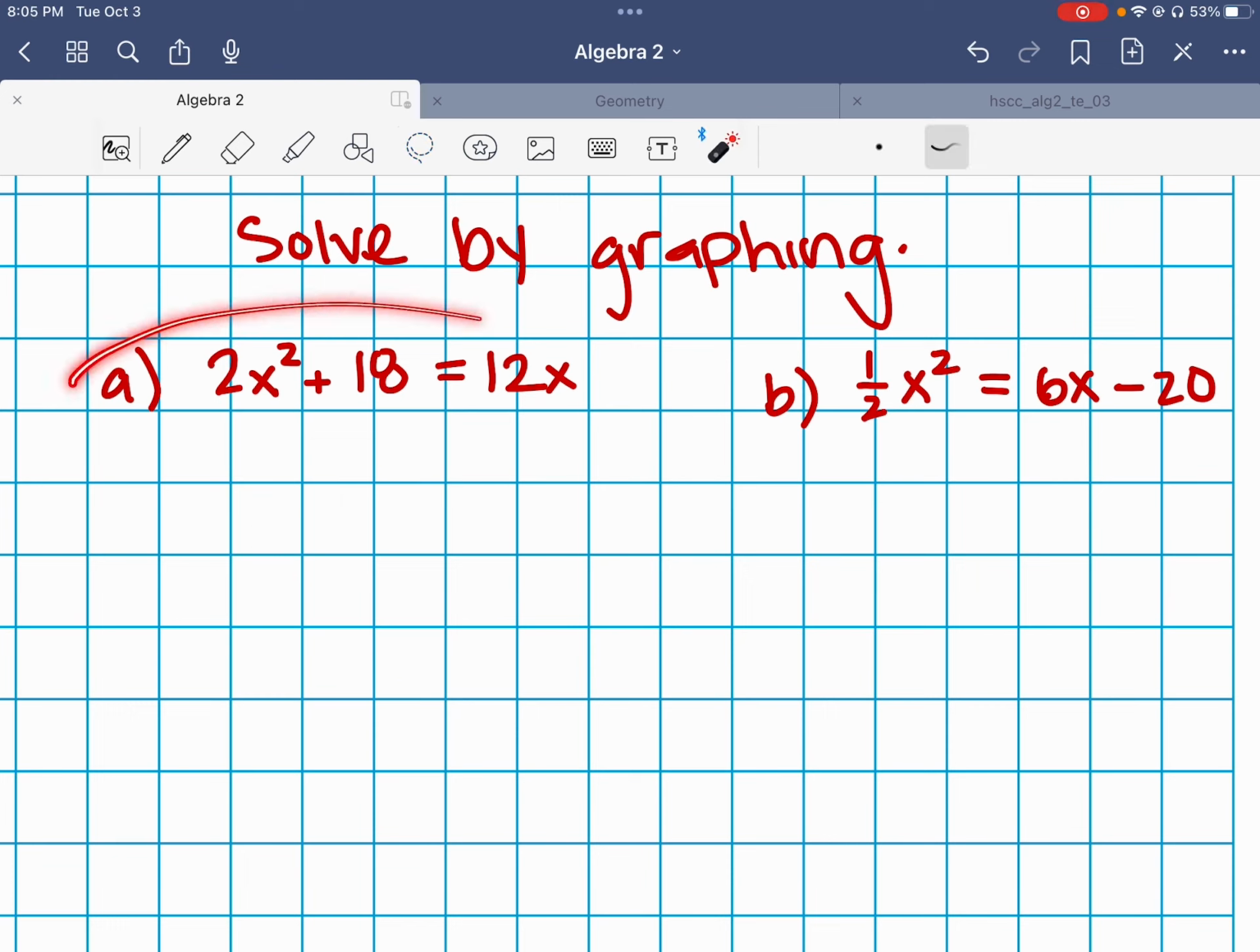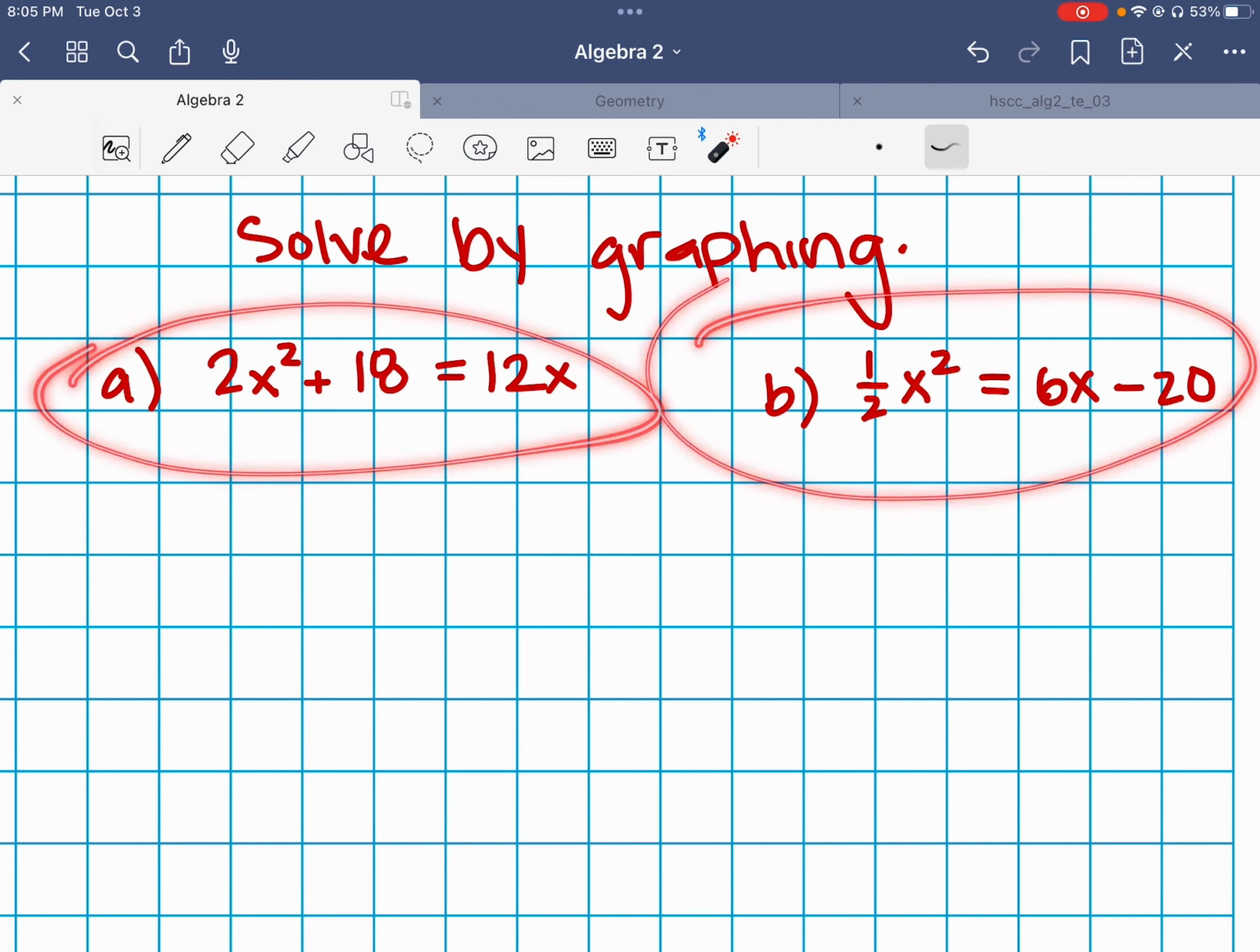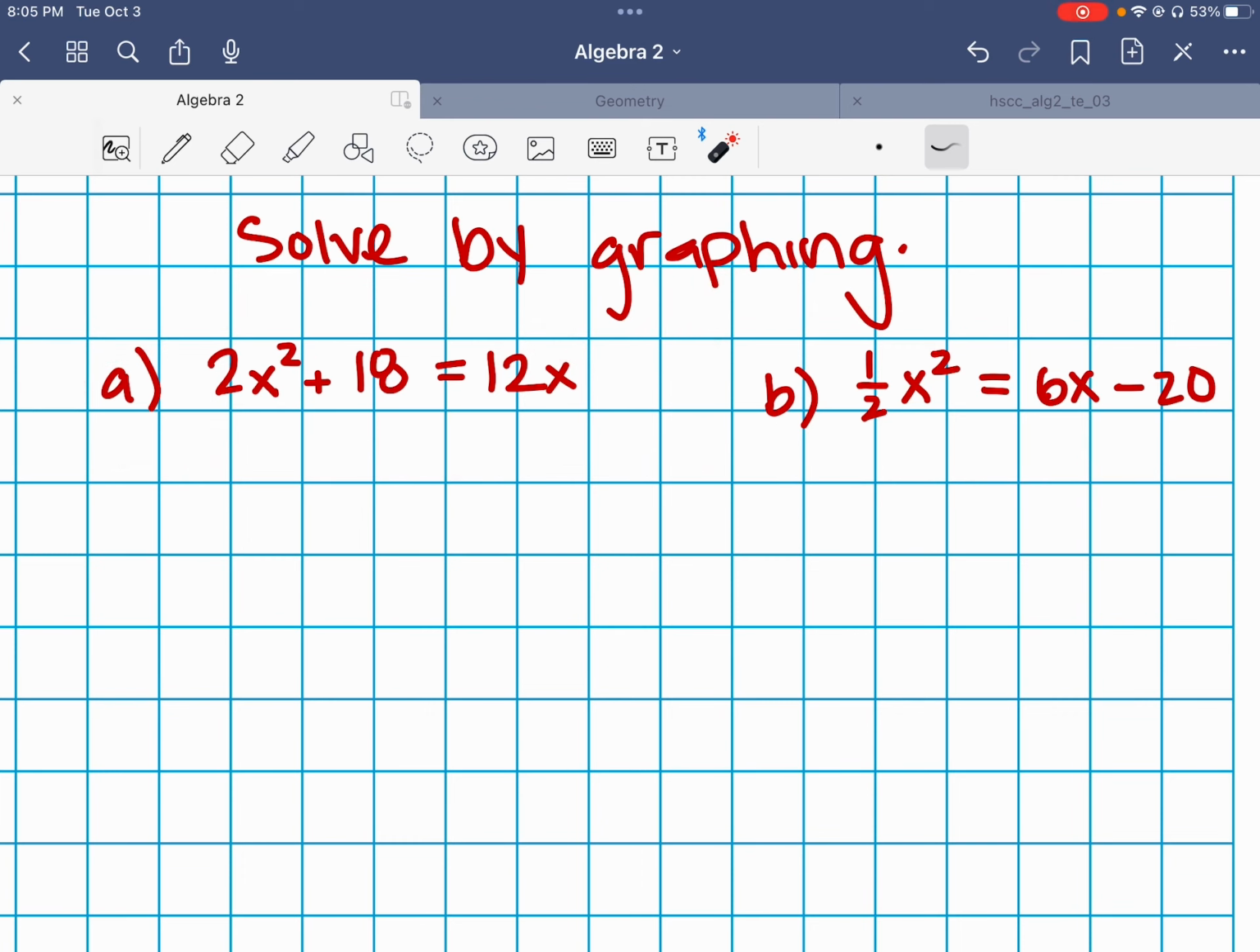So what we want to do is rewrite these equations so that they are in functional form. That means we want to have a y on one side. My suggestion is set the equation equal to 0 somehow, either the right side or the left side. Since this has the least on that side, I'm going to set the 12x equal to 0 by subtracting 12x on both sides. We're just going to take away the 12x on both sides of the equation.